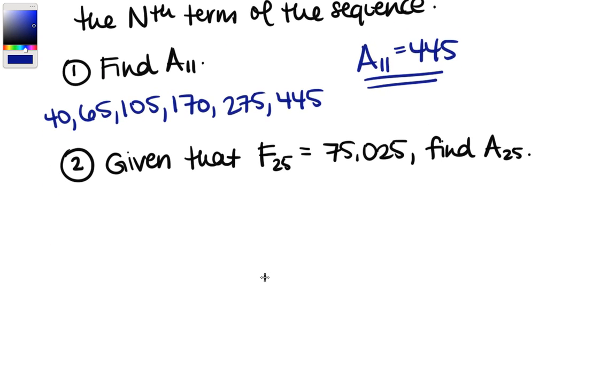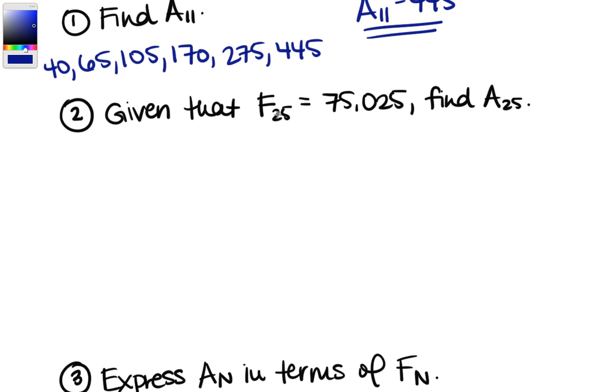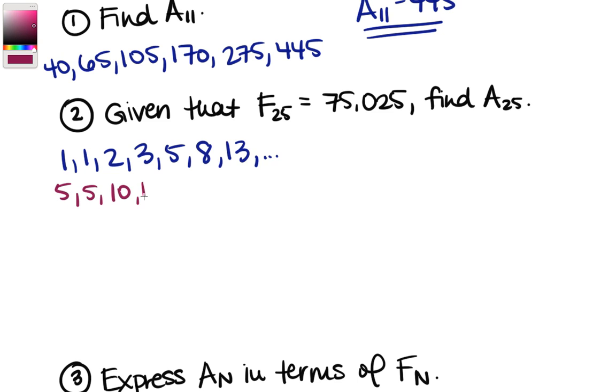Okay, given that F25, the 25th Fibonacci number, is 75,025, we want to find A25. So let's compare these two sequences. Fibonacci goes 1, 1, 2, 3, 5, 8, and remember we're just adding the previous two. So 3 and 5 gave us 8, 8 and 5 gives us 13, and so on. And our sequence starts 5, 5, 10, 15, 25, 40, 65, and goes on and on.